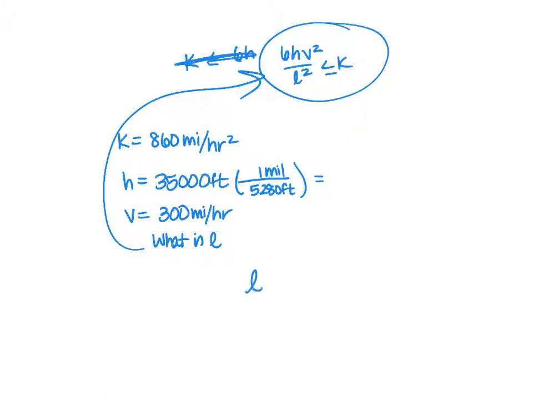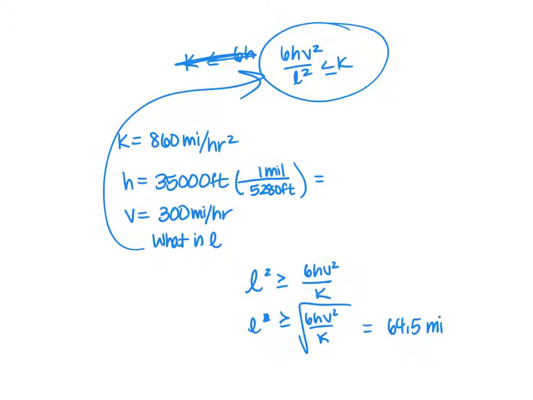And then we can rearrange this. L squared is greater than or equal to 6hv squared over K, and so L would be the square root of that. Then literally we're going to plug in all our values and solve for L. You should get 64.5 miles. All right? And so that's the end of the story. Hope it helps.